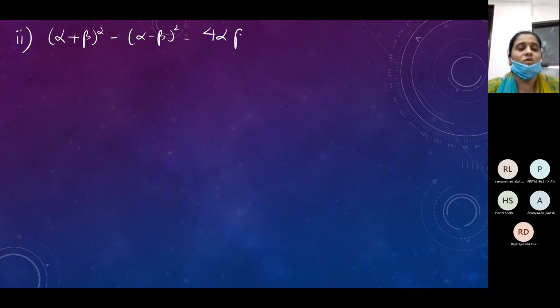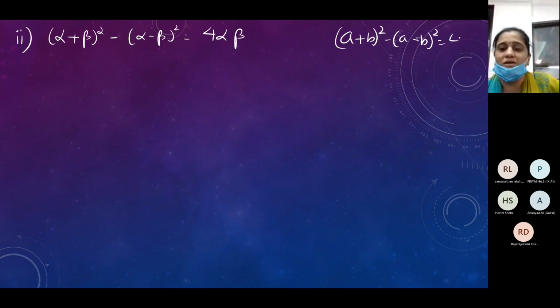One minute. Let me first do it like this. So alpha plus beta the whole square minus alpha minus beta the whole square is equal to 4 alpha beta. Remember this identity? A plus b the whole square minus a minus b the whole square is equal to 4ab. And the other one related to this is a plus b the whole square plus a minus b the whole square is equal to 2 of a square plus b square. Very important identities to remember for polynomials.